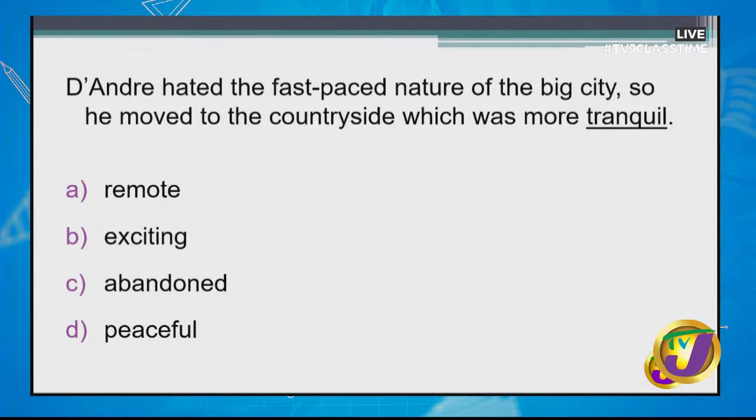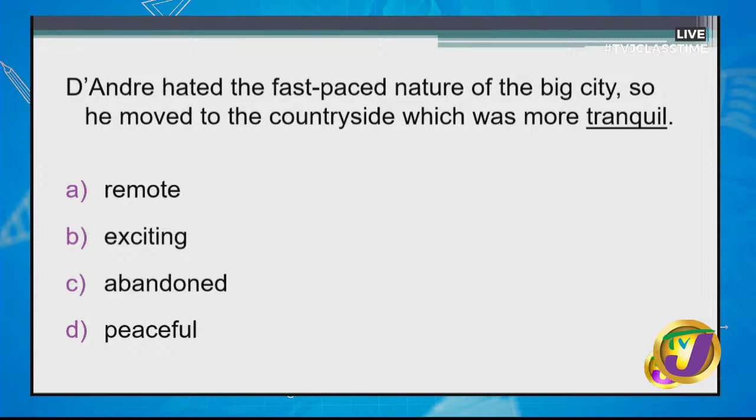DeAndre hated the fast-paced nature of the big city, so he moved to the countryside, which was more tranquil. Tranquil. What meaning does tranquil have? Even if you've never seen the word tranquil before, look at your sentence. Hated the fast-paced nature of the big city. So something about tranquil is the opposite of fast-paced. So let's look at our responses now.